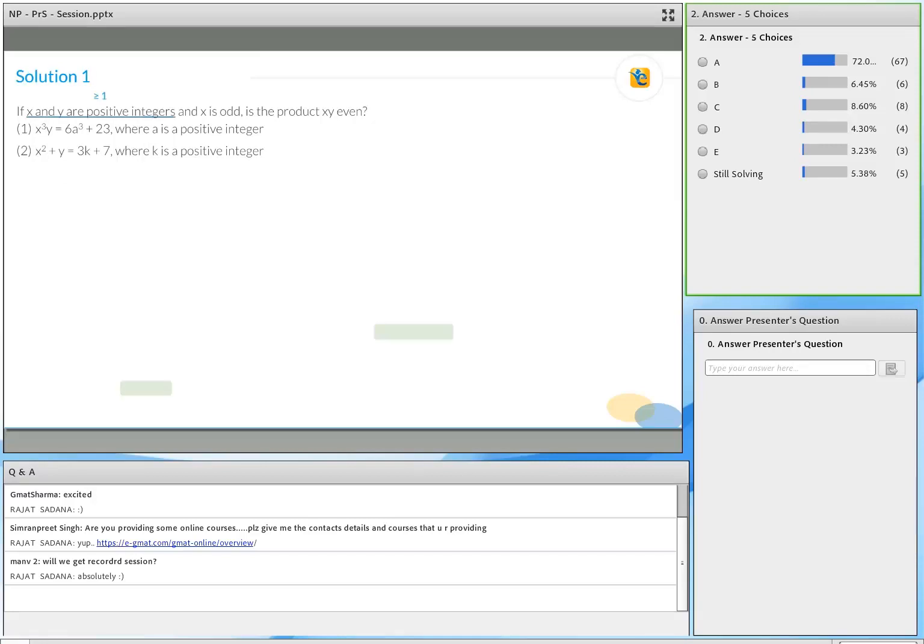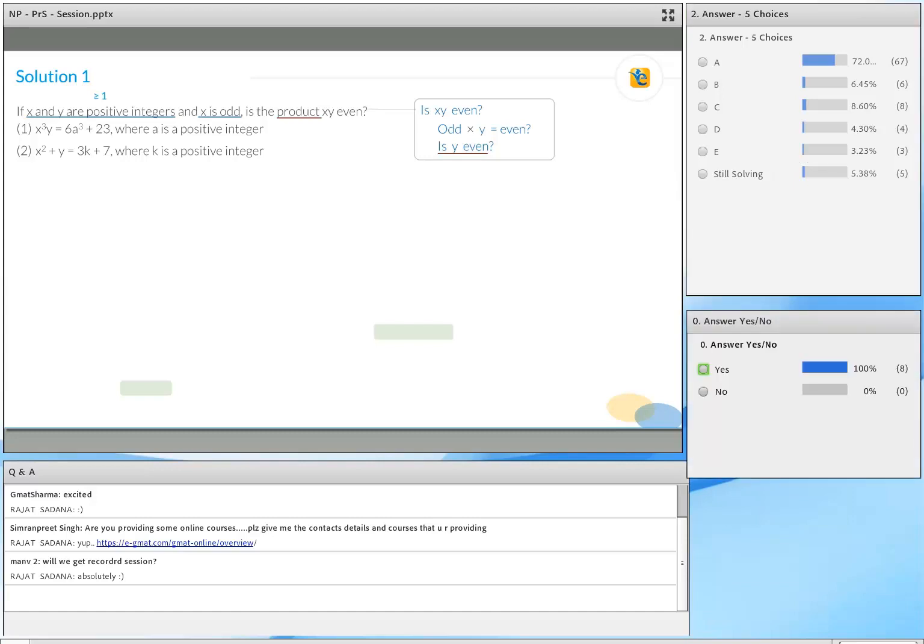Okay, so if x and y are positive integers, which means greater than or equal to 1, and x is odd, is the product xy even? Now, if you are being asked, is xy even, and we already know that x is odd, essentially what we are being asked is, is y even? How many of you drew this inference? How many of you simplified the question statement to this degree? Good, very nice. So this was the skill of simplifying, okay? So essentially what we need to figure out is, is y even?